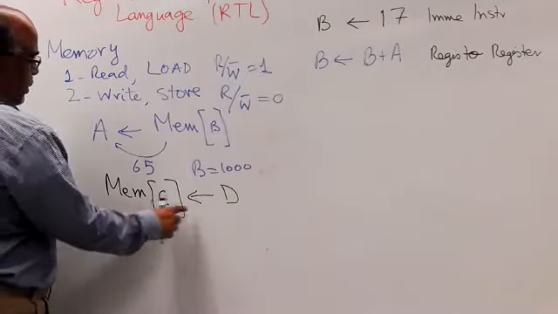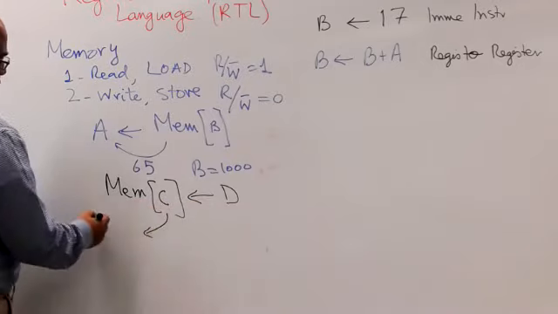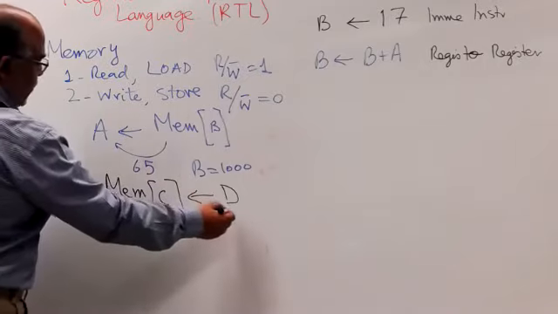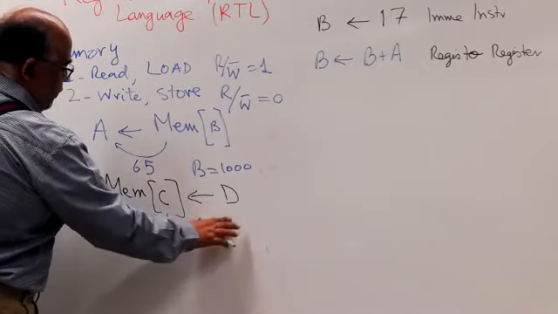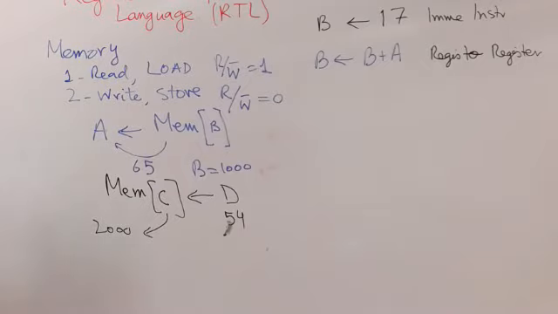Same here, memory C gets a value D. Here C is a pointer register, for example 2000, and D is the value, for example 54. In this case, no register is destroyed. The registers' values remain the same. So what is overwritten in this case? Anyone?